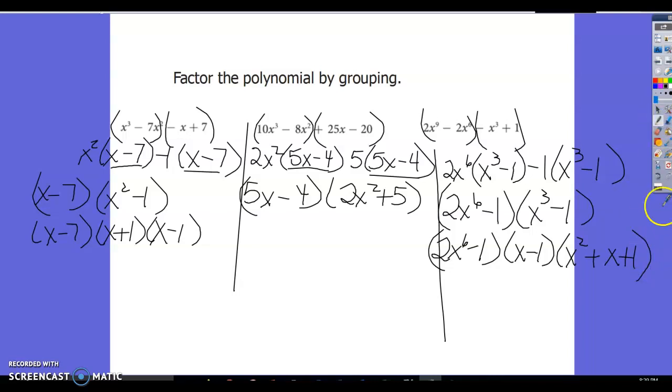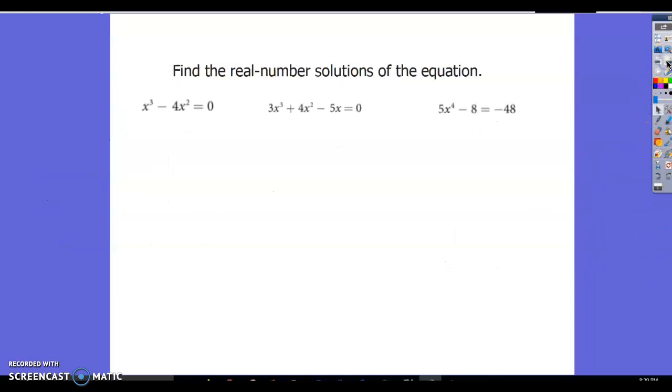All right, again, if you need to pause this to take notes, please do so. All right, now it says find the real solutions. Okay, so we're going to first factor.